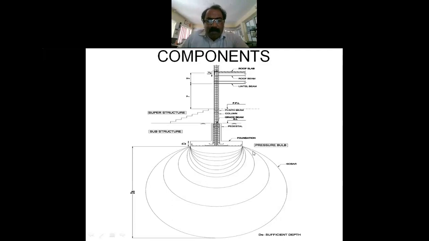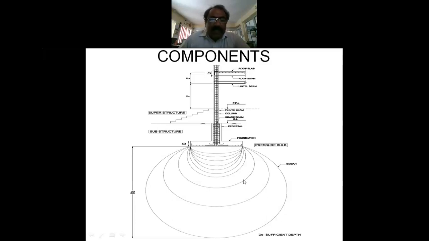So, to know the importance, most people know, even if you are not a civil engineer. This is the foundation. This is the column. This is the beam. This is the slab. But no one knows what is beneath the foundation. That is geotechnical engineering. That is pressure distribution or stress distribution.